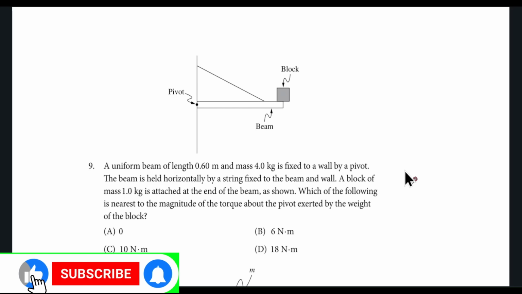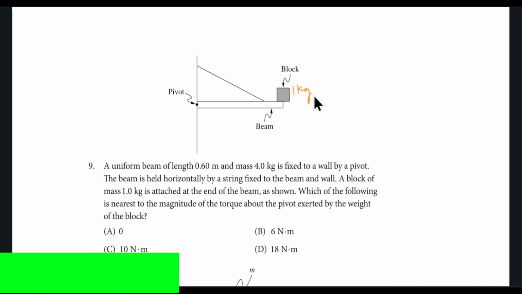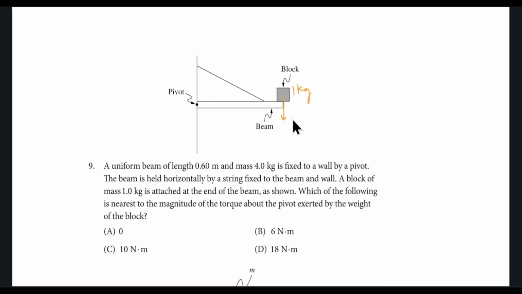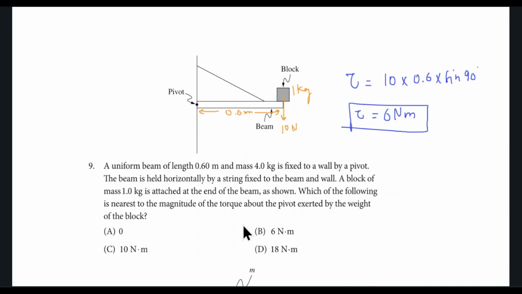Yeah, I don't really understand why they have given so much information when they are just looking for the torque exerted by this teeny tiny block. This is of 1 kilogram. It is exerting a force of 1 times 10, that is 10 Newton if we take g as 10. And the distance between the pivot and the point of action is already given as 0.6 meters. So obviously the torque is as simple as r F sine theta. Theta is 90, so the answer is just 6 Newton meter. That should be the torque. That is option B.